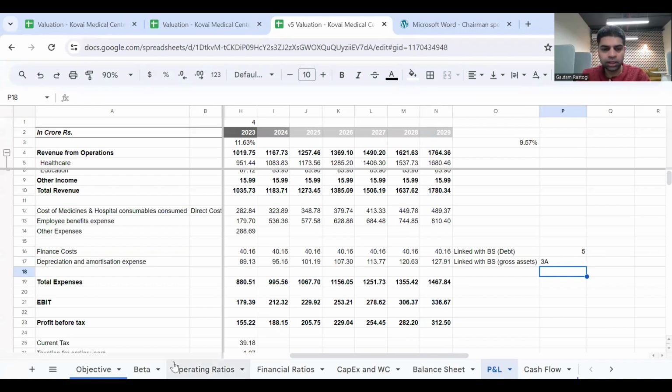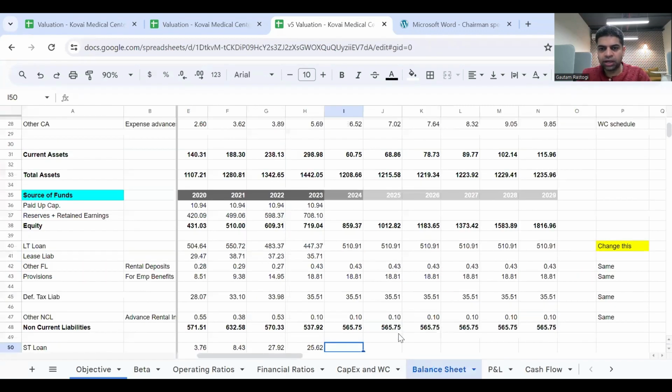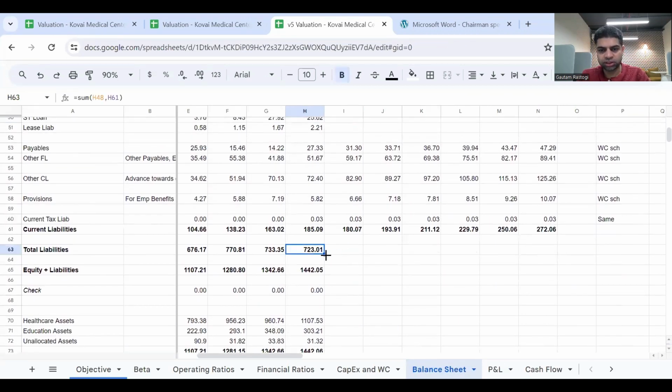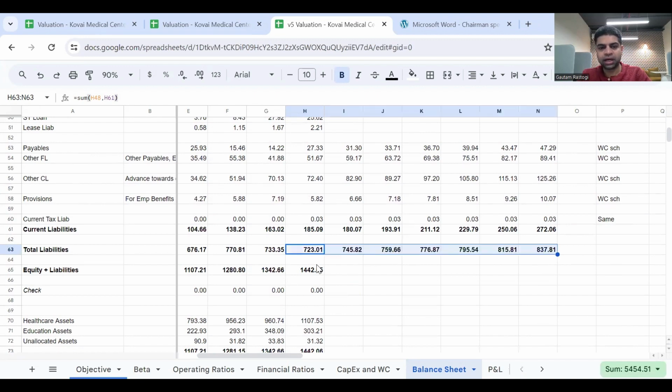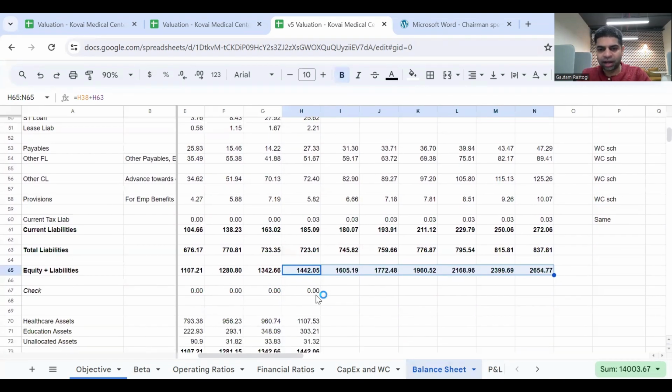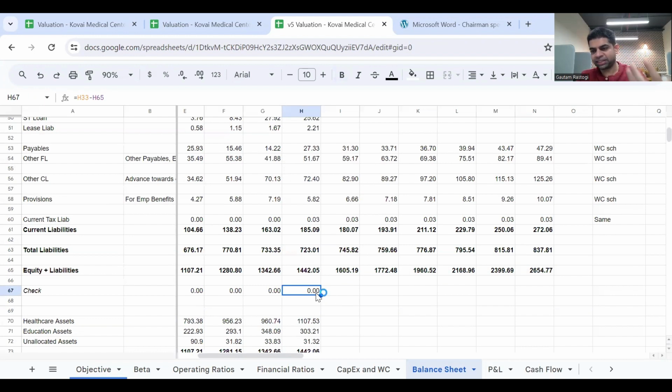Now let's take a look at the balance sheet and see if there are any other items that we need to model. We need to just complete this. So this is total liabilities, both short-term liabilities and long-term liabilities. And then this is overall equity plus liabilities. Let's track this as well. And here I have a small check just to see if my assets and liabilities are matching or not. Ideally, they should be equal. So this is just total assets minus total liabilities and equity.